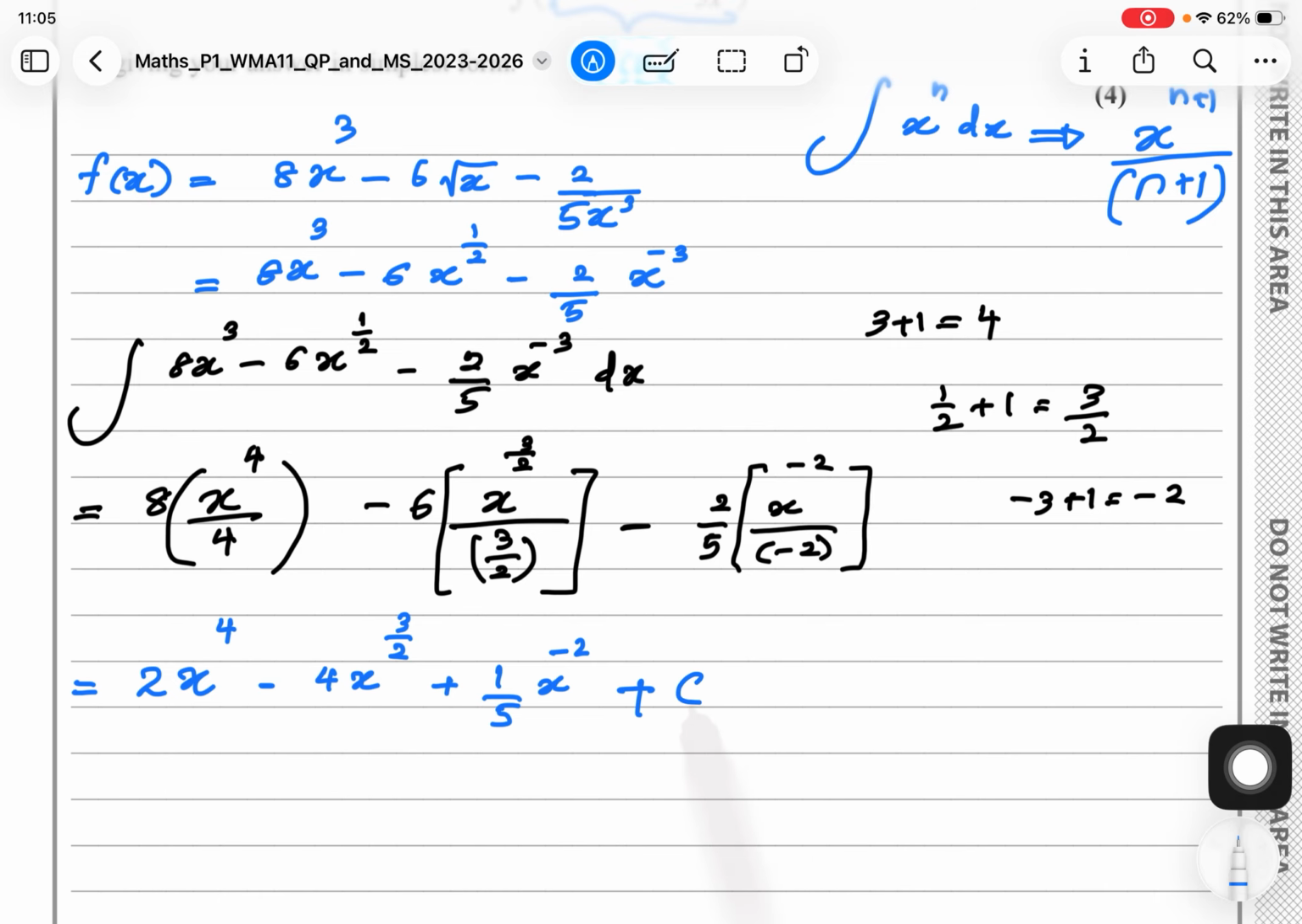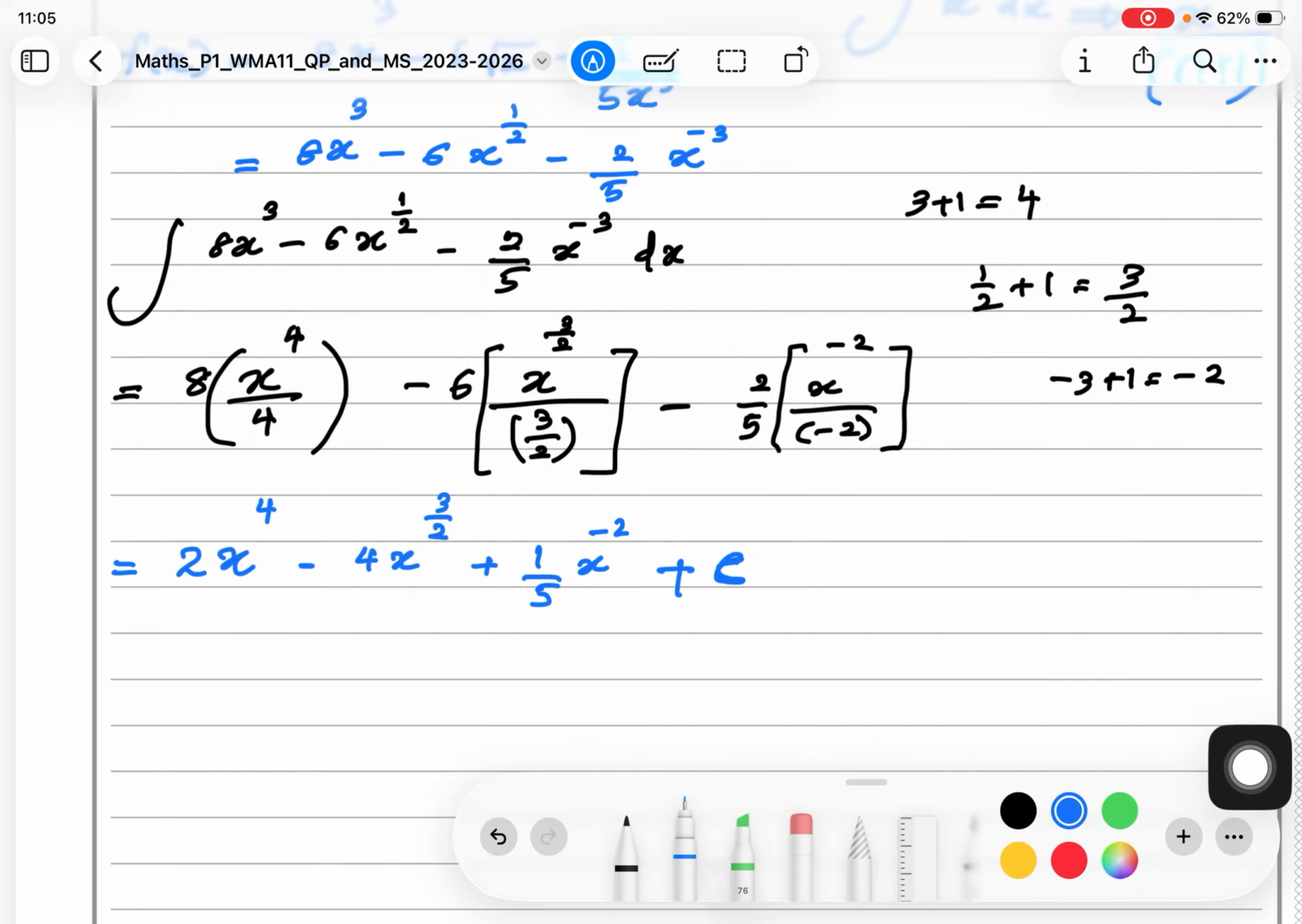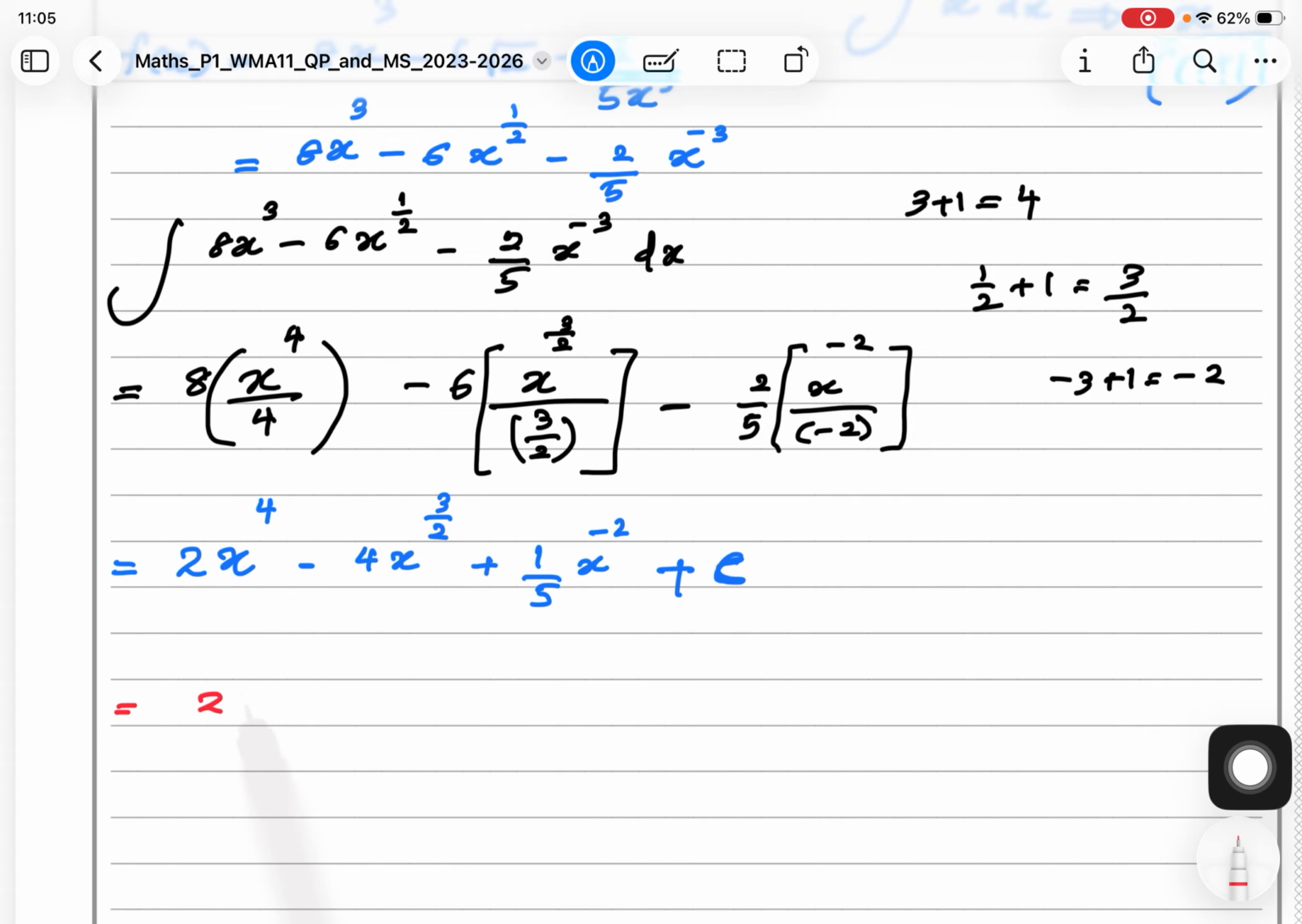So we have to make sure that we put the c, which is the constant of integration. Yeah, that will be our answer. So if we want to make this answer good looking, we can do something like this. We can keep the positive powers as they are, then x to the power 3 over 2. Here we can take the x power down so that we can see positive powers only. So this is our final answer.